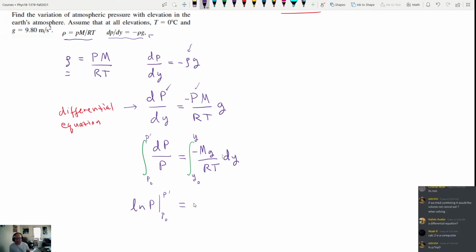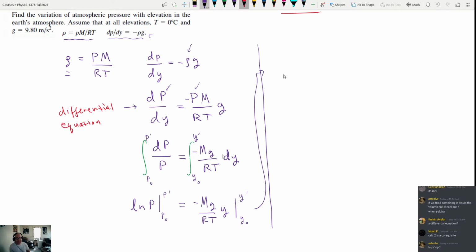Okay, so we can pull everything out of this side, so we just have negative mg over RT, and then that would be times y. And I should have used a dummy variable for this one too. This is just so that this variable is the same as the variable that we're using here. So we evaluate that between y initial and y prime. And now let's go from here up to here for the next line.